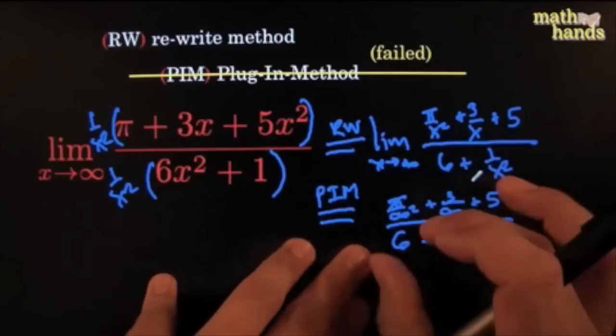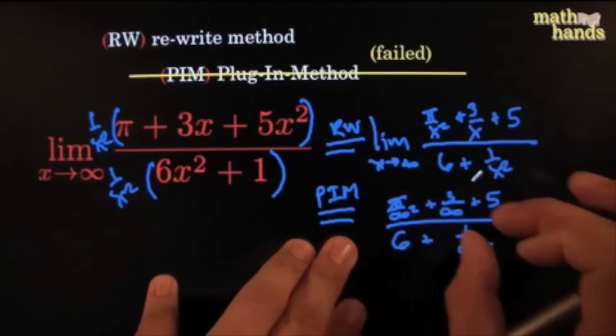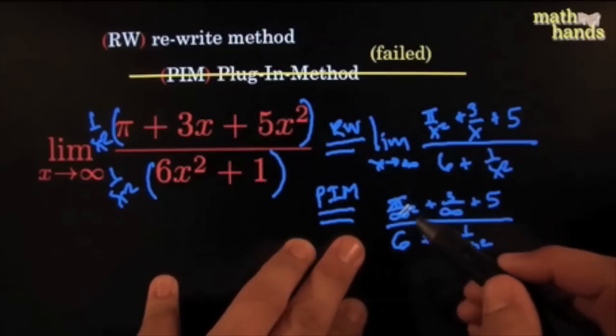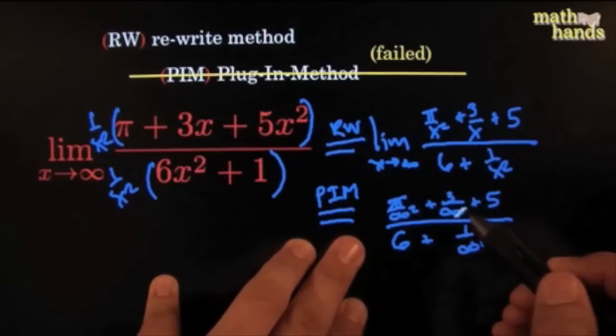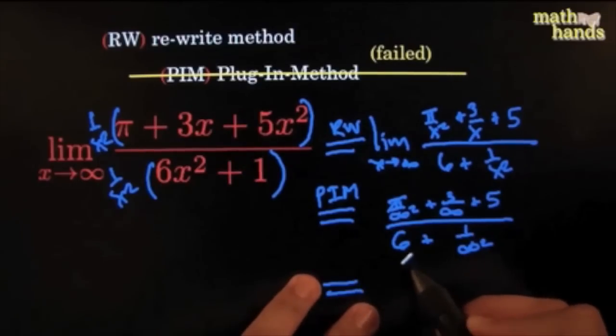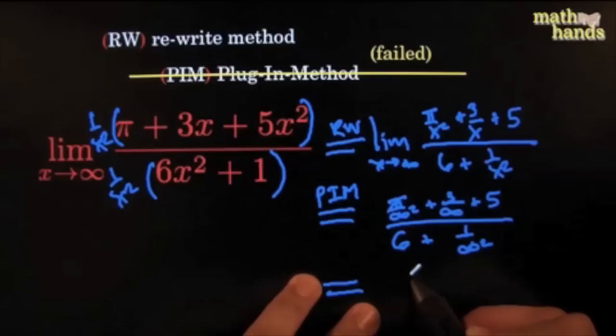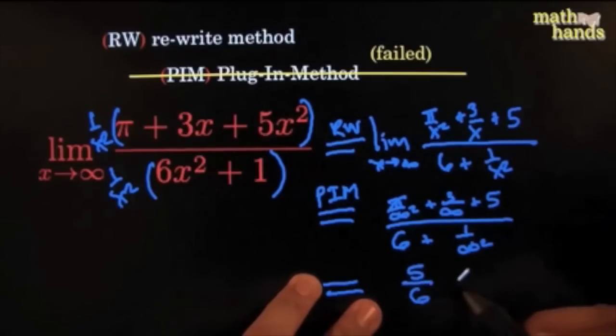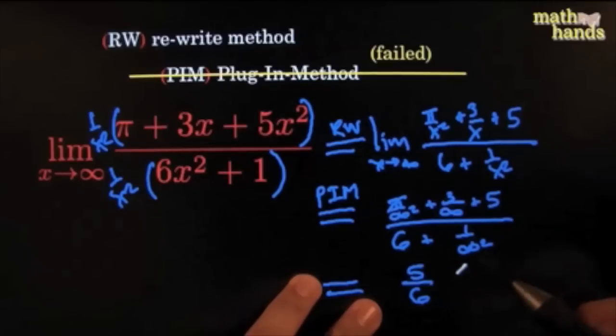You scan through that and you try to compute little pieces that you know for sure are computable. Pi divided by a huge number, that's going to be 0. 3 divided by a huge number, that's going to be 0. Everything here seems computable without much controversy. I don't see anything here that would be indeterminate, and I get the total of 5 on the top, 6 on the bottom, for 5/6.